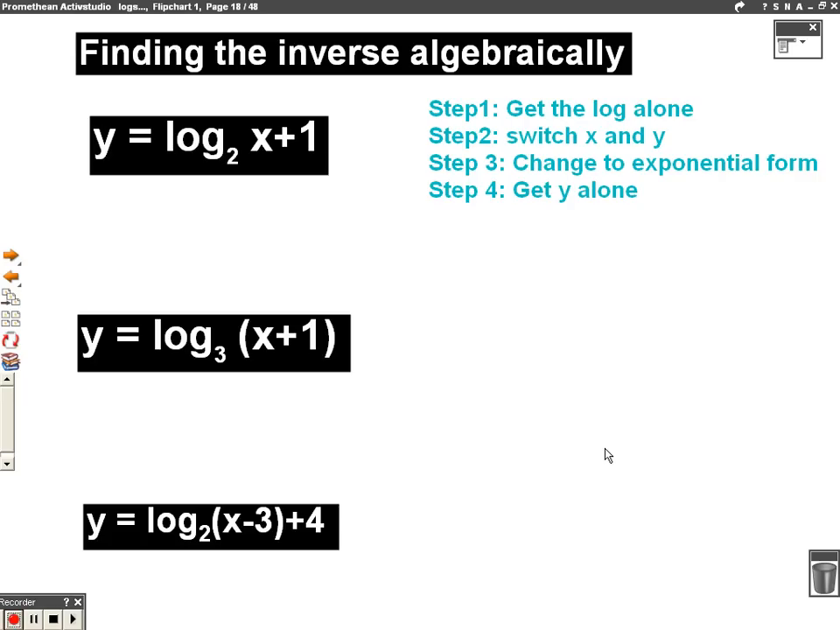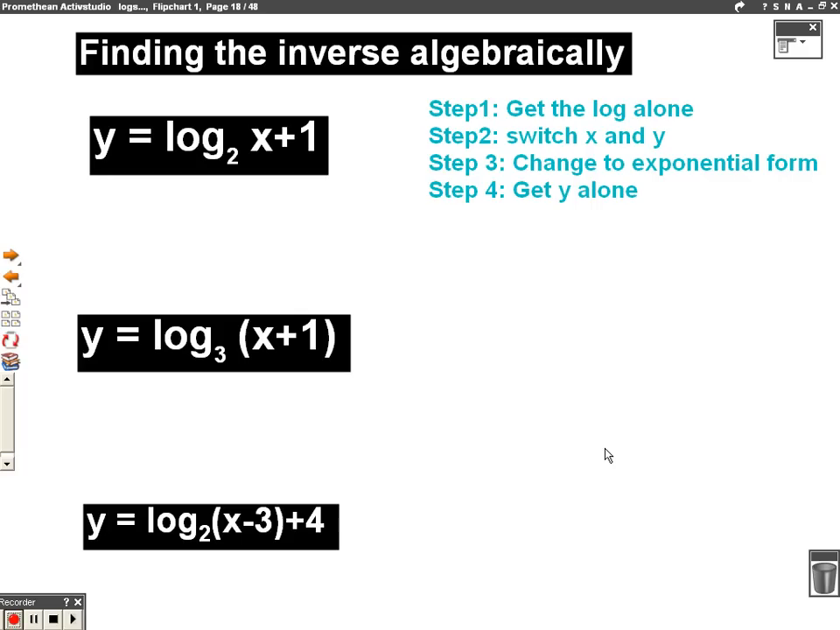Alright, this video is going to help you find the inverse of a logarithmic equation algebraically. Now, I've kind of devised some steps. Sometimes steps are really helpful for people, but the problem is you have to remember what the steps are. So we have to practice a lot.